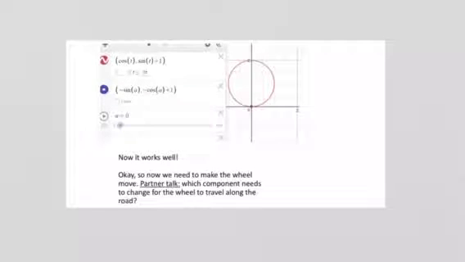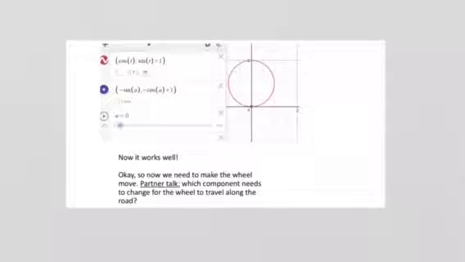Okay, so now we don't have a moving wheel right now. We just have a wheel that's going around stationary. So which component will we need to change, x or y, if we want the wheel to move? Just look at how that point is going. It's going horizontally, right? So that means we should add something to our x value, because that's going to allow our x value to change over time and cause the wheel to move.